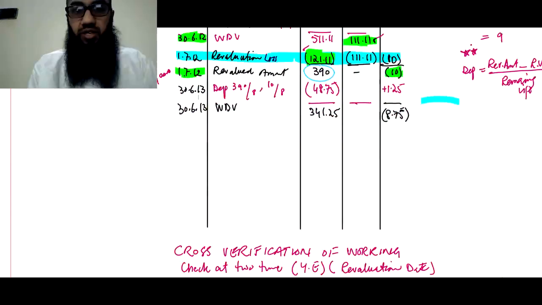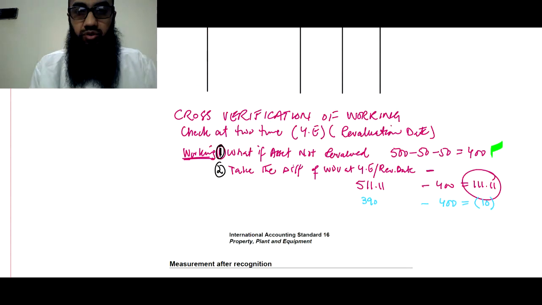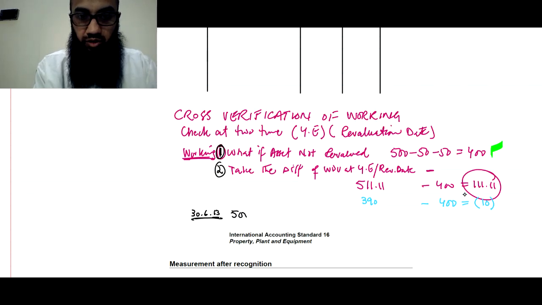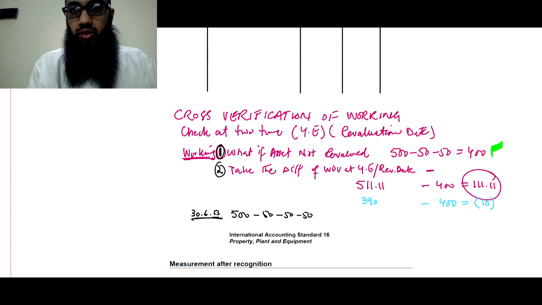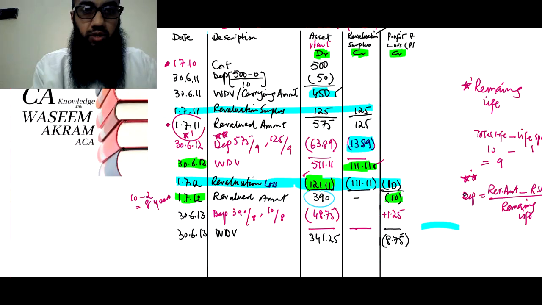Let's test whether our working is going fine or not on 30th June 13. First step: what if assets were not revalued? It would be 500 minus 50 minus 50 and minus 50. 3 years have passed. How? It was purchased on 1st July 10; 1st July 11, 1 year; 1st July 12, 2 years; 30th June 13, 3 years.